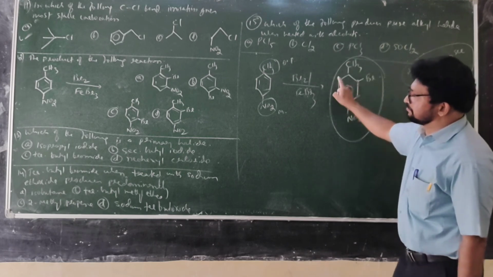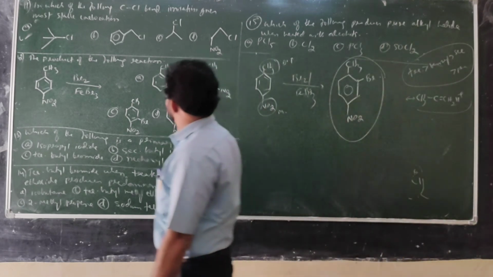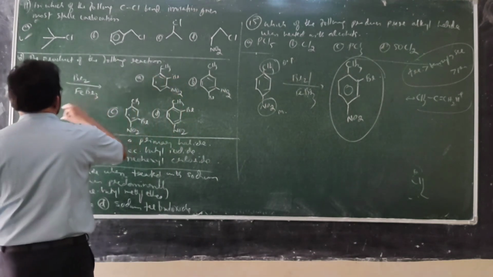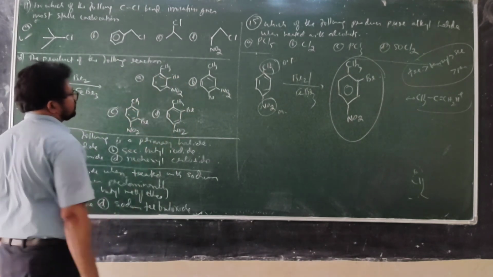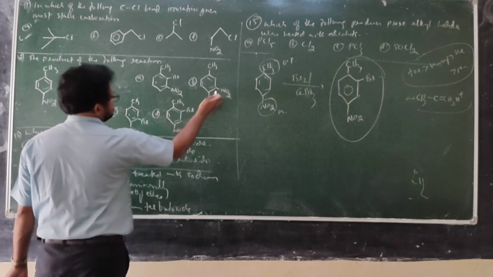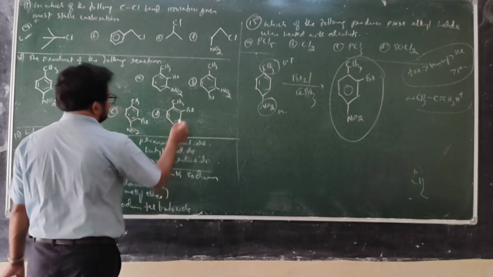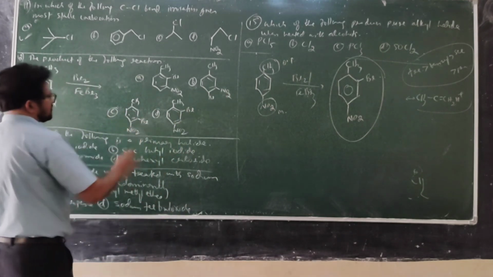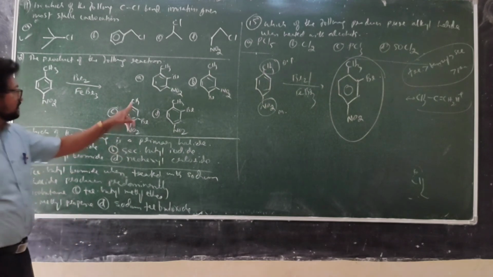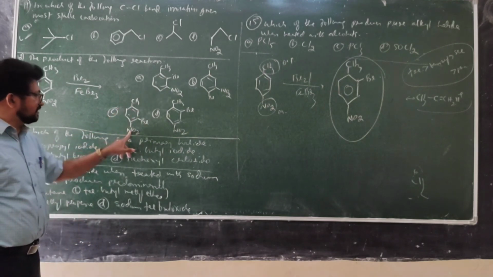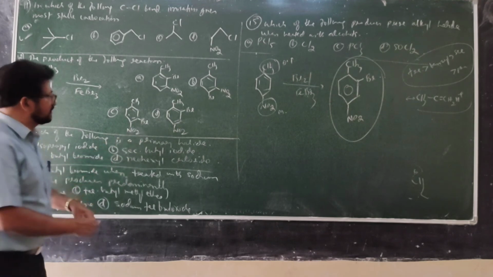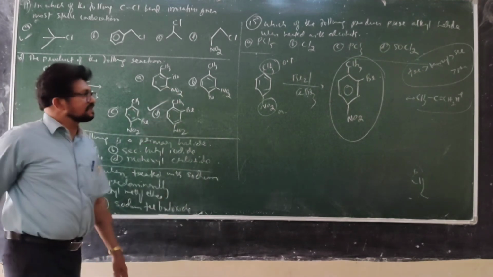Here or here is. What's the answer? This cannot be, because NO2 position cannot change. This cannot be. NO2 position is changed. This is correct. This is not, because here meta with respect to CH3 and ortho with respect to this, which is not correct. D is the correct answer.